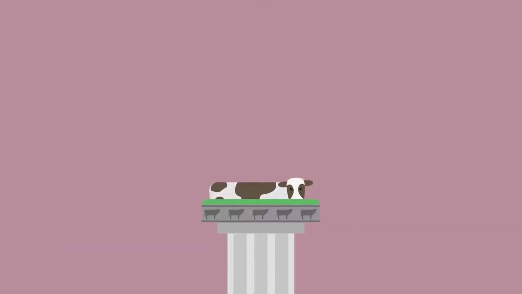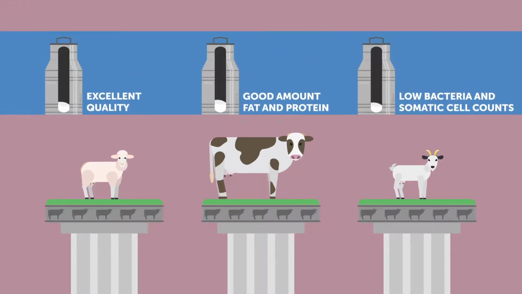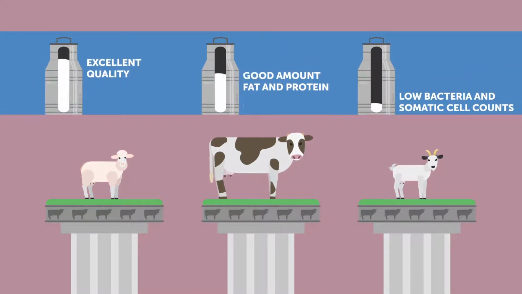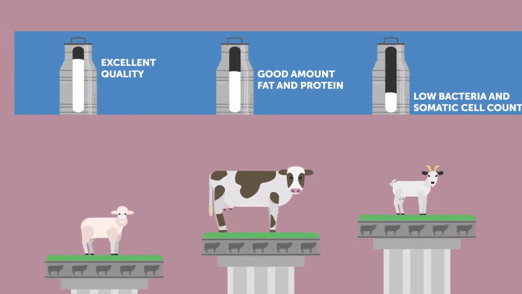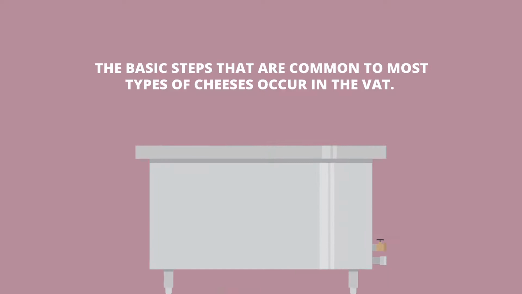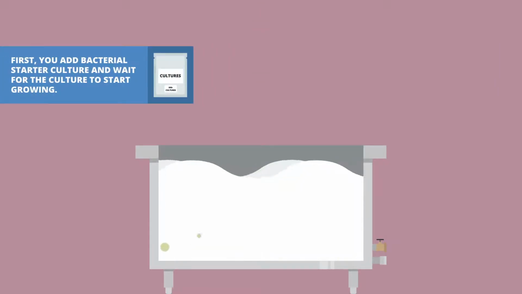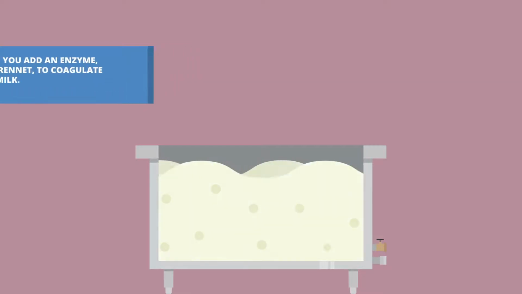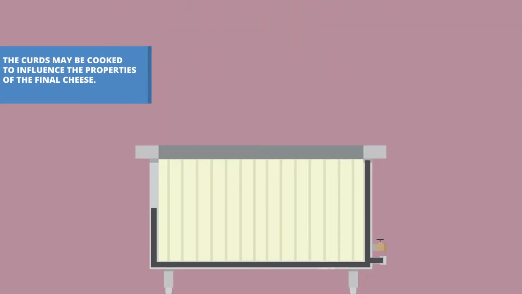Cheese can be made from cow, goat, sheep, or a mixture of milk. All milk should be of excellent quality, with a good amount of fat and protein, and low bacteria and somatic cell counts. The basic steps that are common to most types of cheeses occur in the vat. First, you add bacterial starter culture and wait for the culture to start growing. Then you add an enzyme, like rennet, to coagulate the milk. The mass is then cut into curds, and curds begin to separate from the whey. The curds may be cooked to influence the properties of the final cheese.